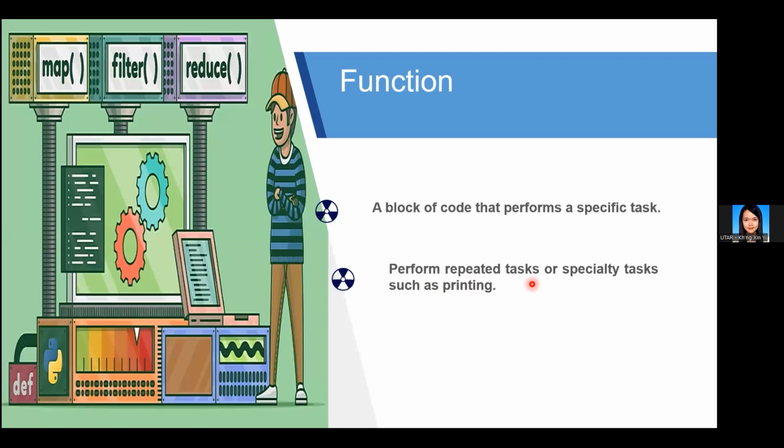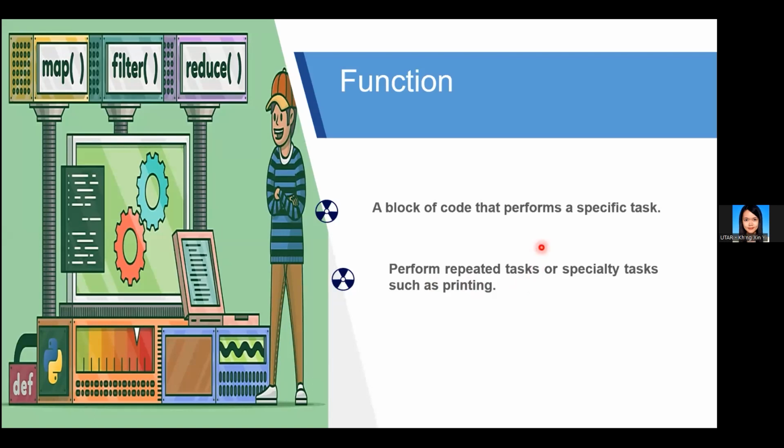The second point here is that the function is used to perform some repeated tasks. This was shown in the example earlier, right? We use the same factorial logic to find the factorial of the first 100 numbers. They are just doing the repeated tasks.